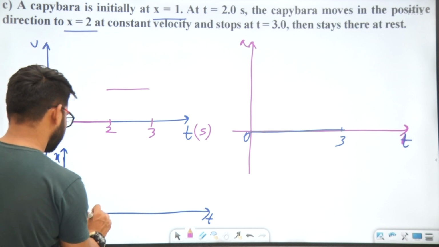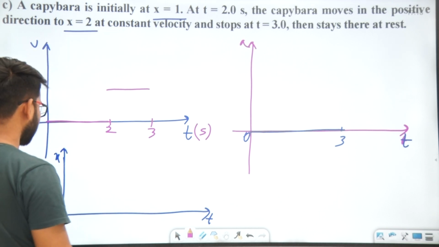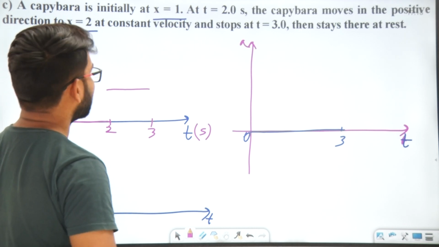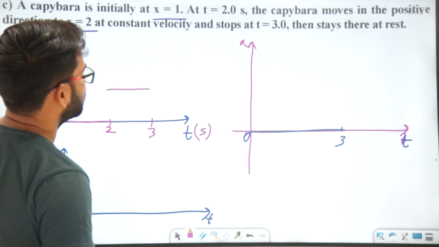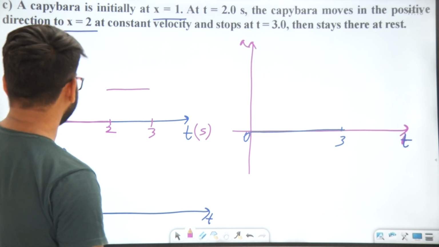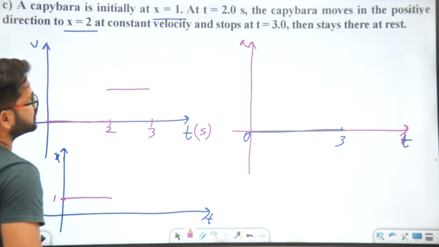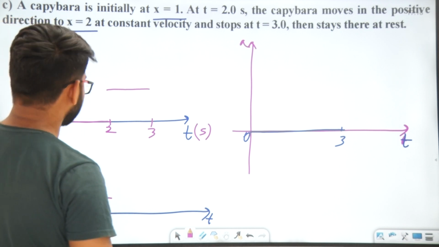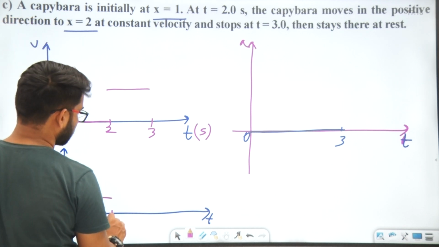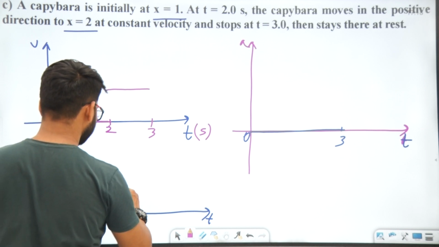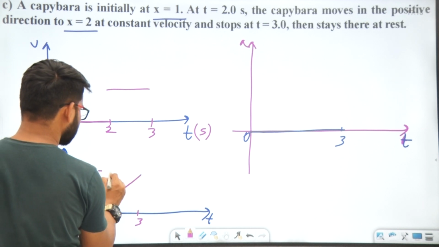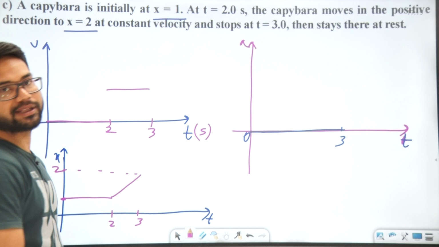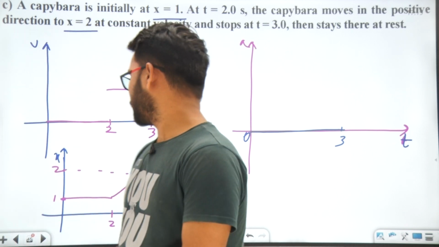x equals 1, right? So initially it was at x equals 1. If I say this is 1, and it was at x equals 1 till when? 2 seconds. For 2 seconds it is at the same position. Then from 2 to 3 seconds it's moving to the position x equals 2 meter, right? So this will be the graph of variation of position with time.